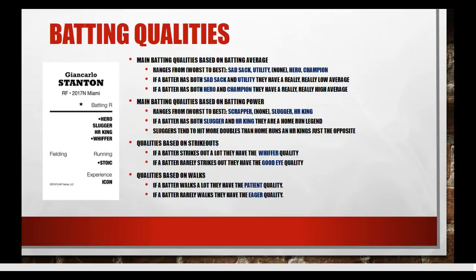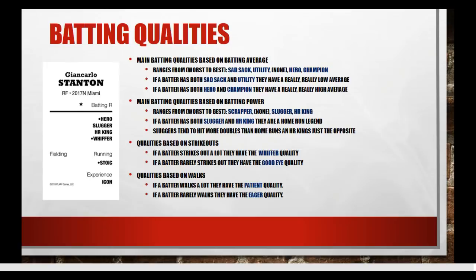And so for this one, the main batting qualities, Giancarlo Stanton is a semi-hero for the main batting quality. Those range from sad sack, utility, none, which means average, hero, and champion. And again, a semi-champion is better than a full hero.